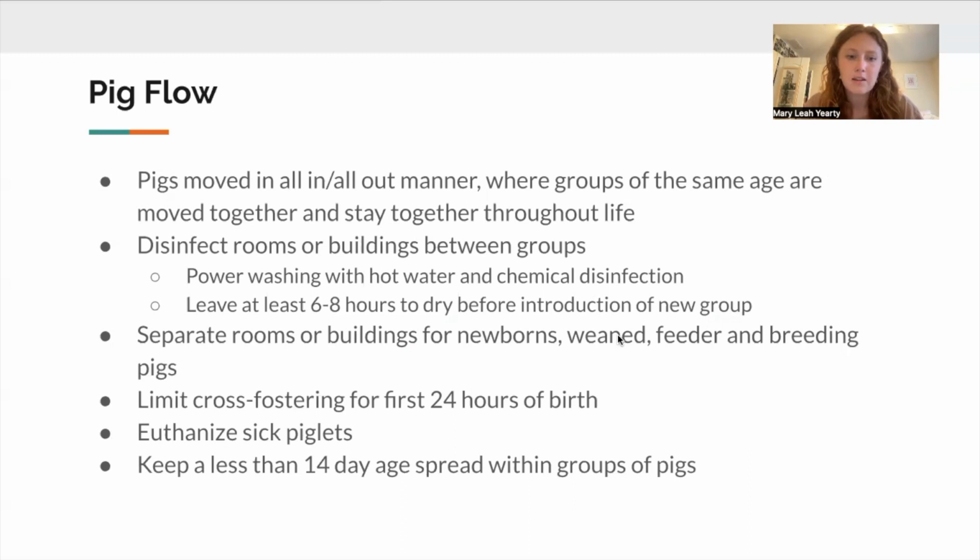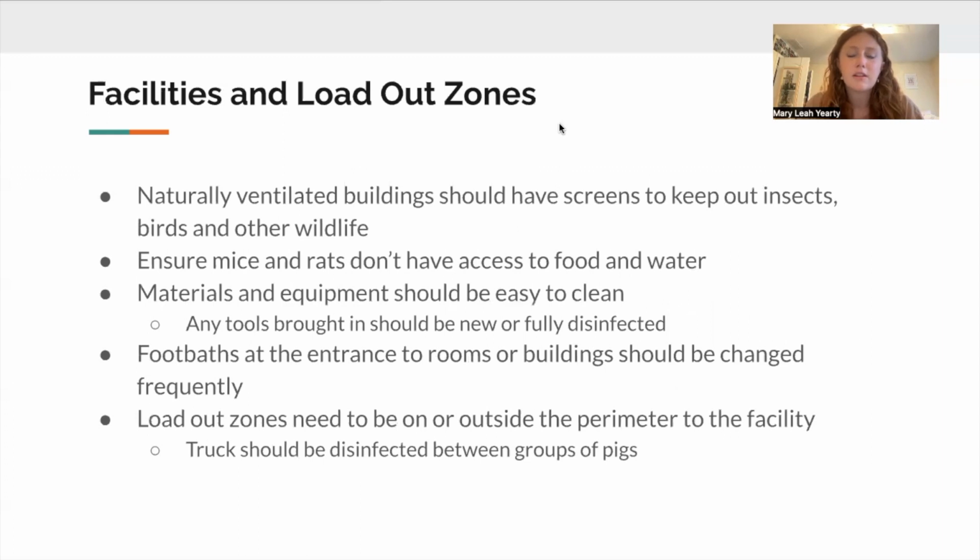And then again, limit cross fostering within the first 24 hours of birth, and euthanizing sick piglets are all important to keeping a disease-free facility. So for the facilities and loadout zones for their setup, naturally ventilated buildings should have screens to keep out insects, birds, and other wildlife, just to limit what they can be bringing in.